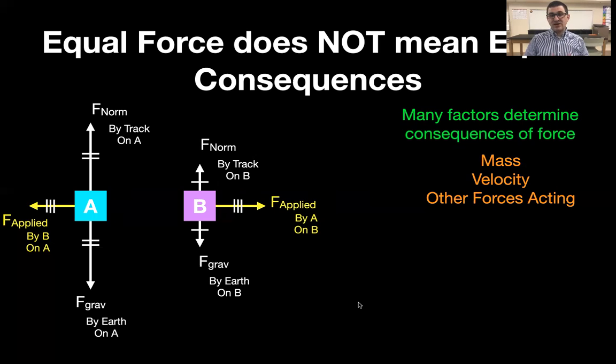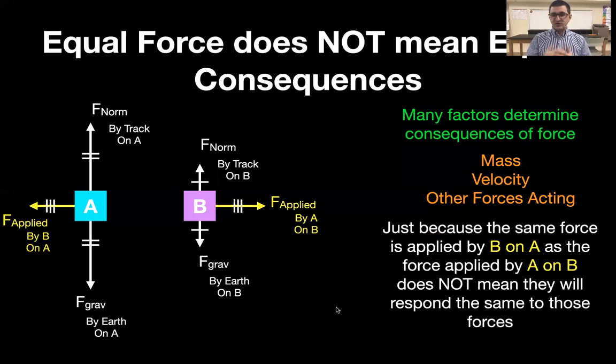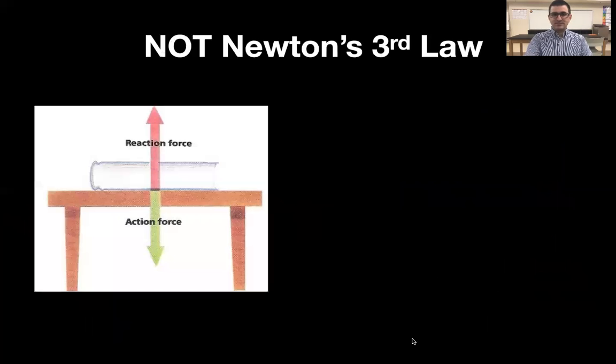Objects that have different velocities show a change in velocity coming from an unbalanced force in a different way, and the objects may have other forces acting on it. So equal force does not mean equal consequence to those forces. So another way to say that is just because the same force is applied by A on B as by B on A does not mean that they are going to respond to those forces the same. But it is still true that the force on those two is the same, is identical.